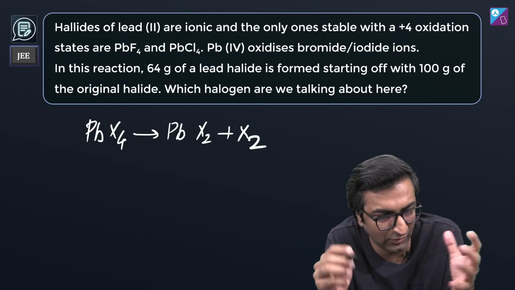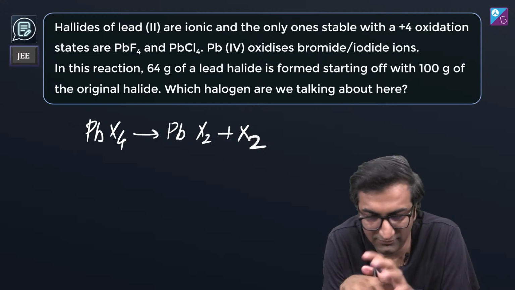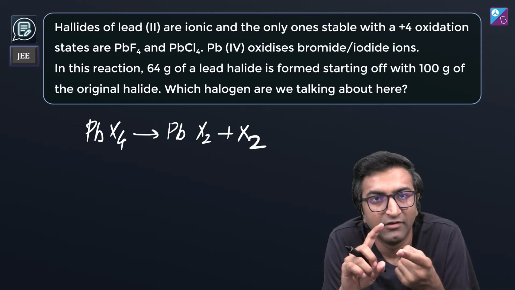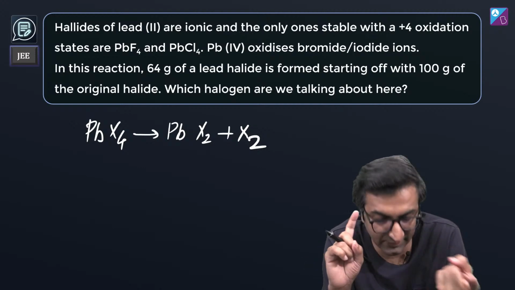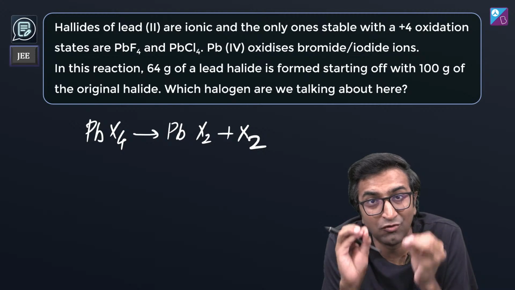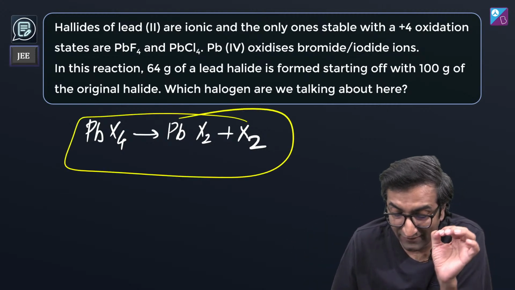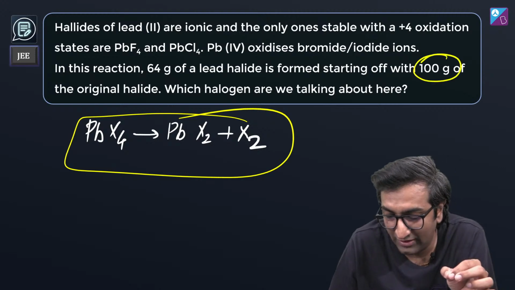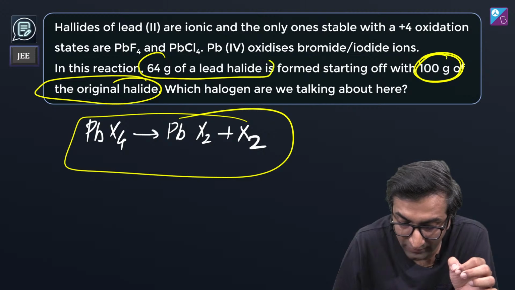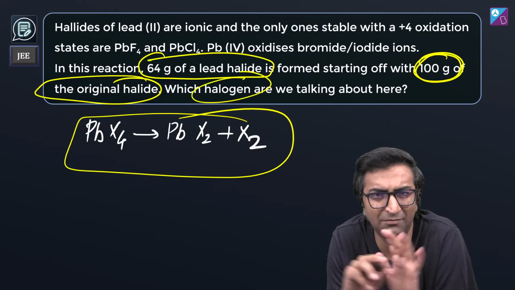Very quick question. Guys, focus. Question. Usually, plus 4 oxidation state, lead का सिर्फ F और Cl में दिखता है. If you have a bromide or iodide, it automatically undergoes this reaction. If I tell you that I'm starting off with 100 gram of the original halide and you get 64 gram of the final halide, what halogen am I talking about over here? This is a simple mole concept question.